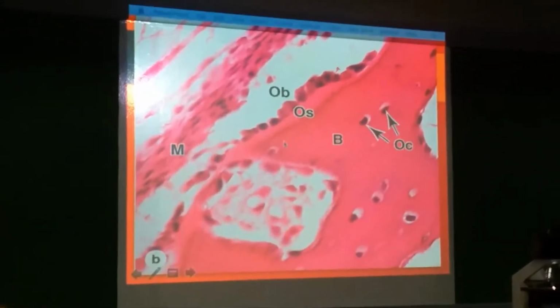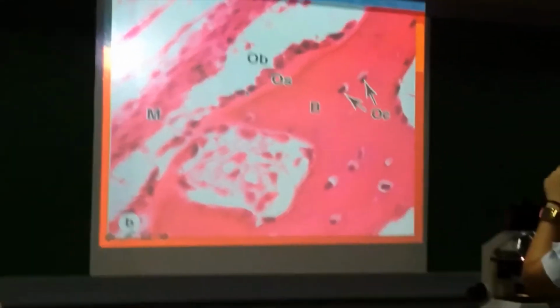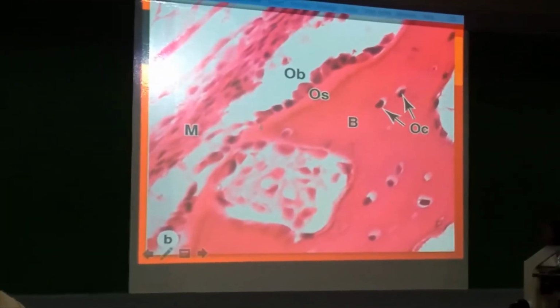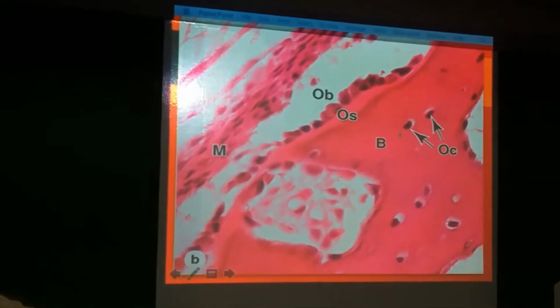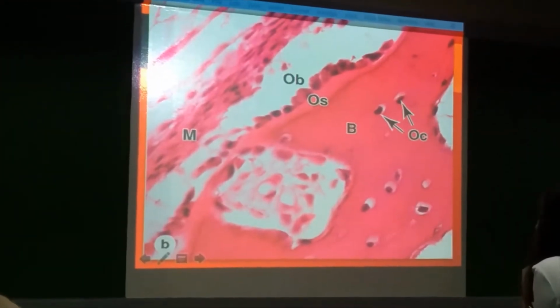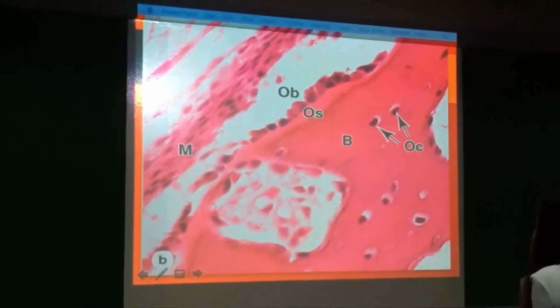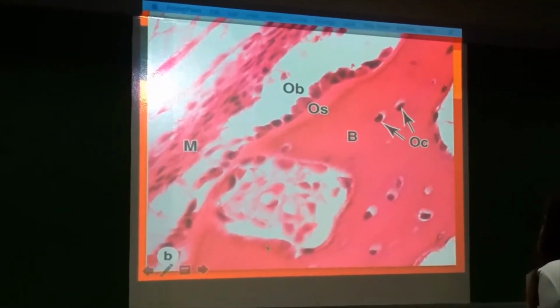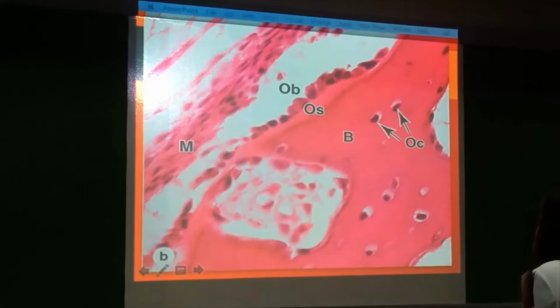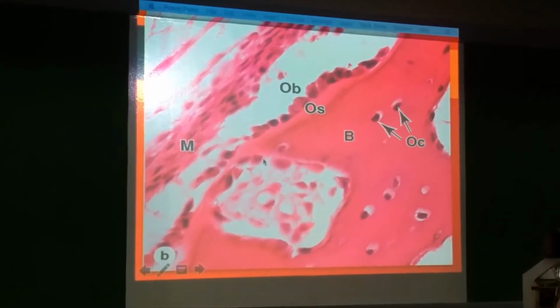Okay, this is another slide. These are osteoblasts found at the periphery. Your osteocyte are in the bone matrix. So what is the cell pointed, class? Multinucleated giant cell. Osteoclast. Okay?